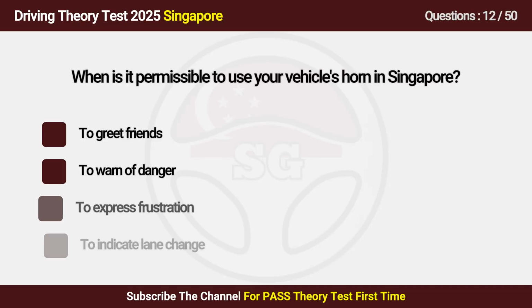Question 12. When is it permissible to use your vehicle's horn in Singapore? A. To greet friends. B. To warn of danger. C. To express frustration. D. To indicate lane change.